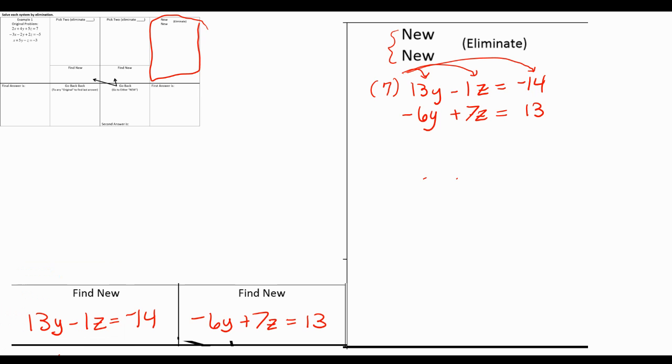Okay, so let's multiply that through. Let me do 7 times 13 for you. 13 times 7 is 91. So 91y minus 7z, and then we need -14 times 7, which is negative 98. The calculator's not working, so I have to do some scratch work. And so we multiplied through, and now I'm going to bring this one down underneath.